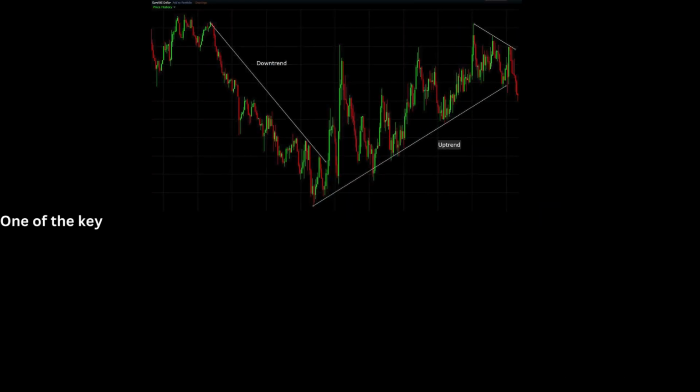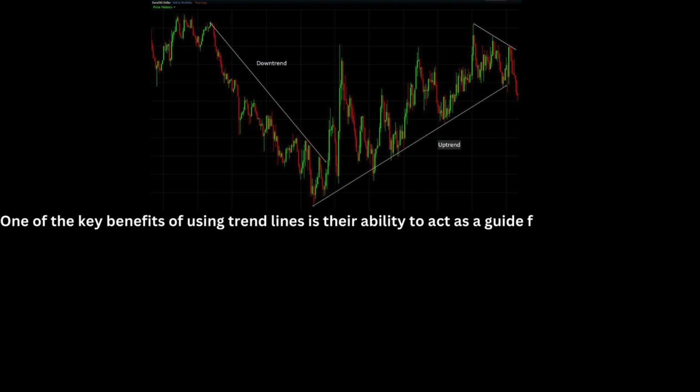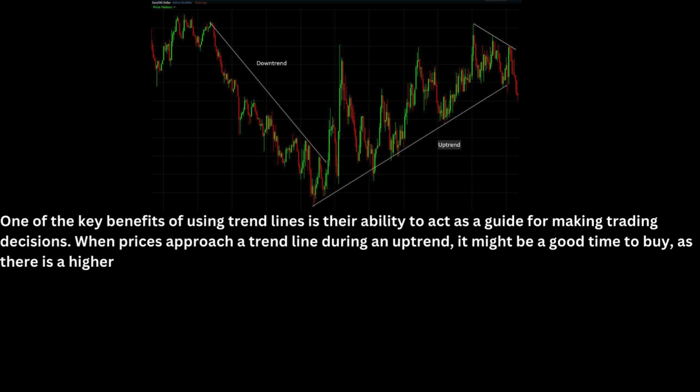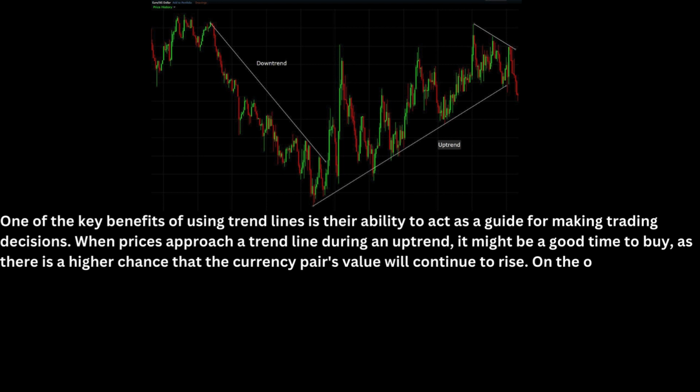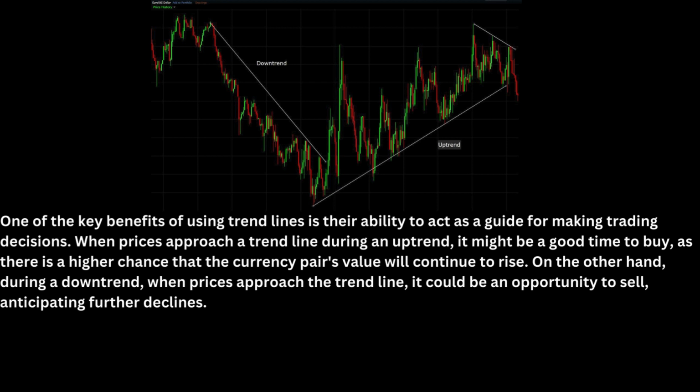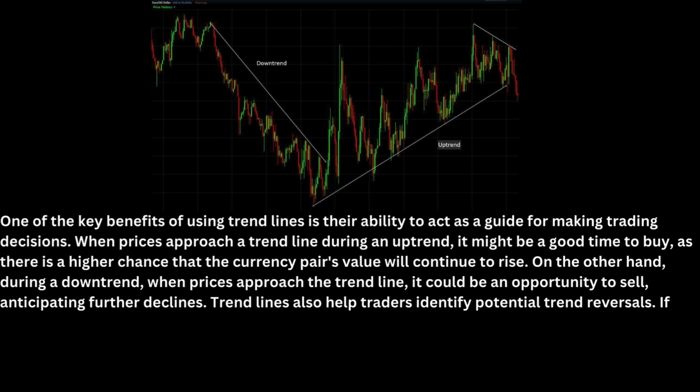One of the key benefits of using trend lines is their ability to act as a guide for making trading decisions. When prices approach a trend line during an uptrend, it might be a good time to buy, as there is a higher chance that the currency pair's value will continue to rise. On the other hand, during a downtrend, when prices approach the trend line, it could be an opportunity to sell, anticipating further declines.